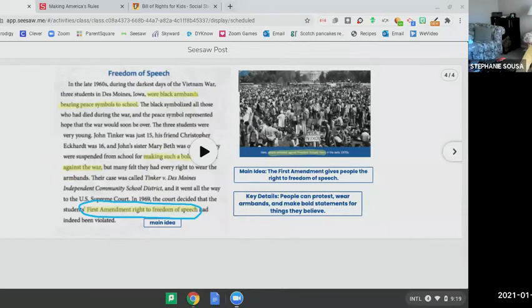What questions are there about main idea or details in regards to the Bill of Rights?